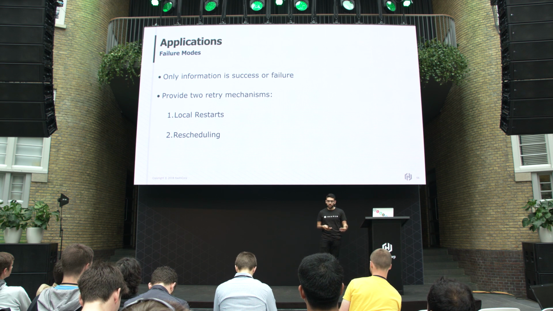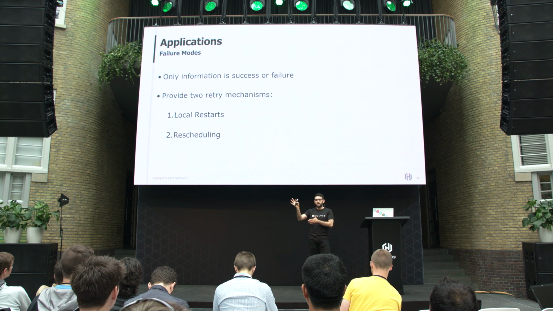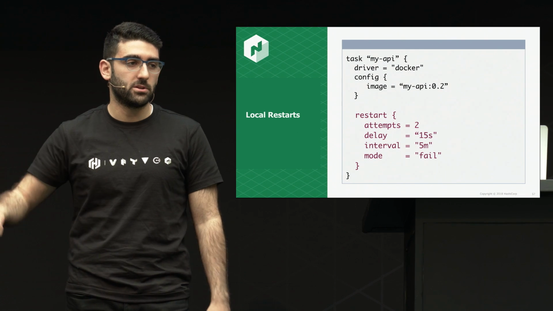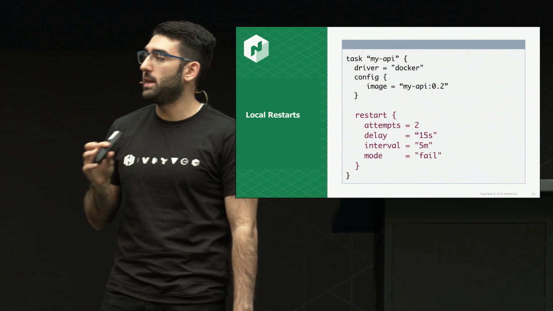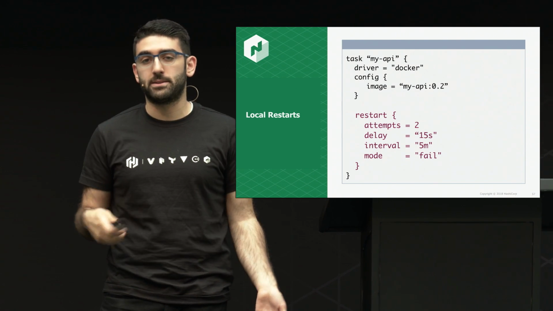So we do this in two ways. You have local restarts, which happen on the node that has been running this work. And then we have rescheduling, which will fail it locally, tell the scheduler about it, and the scheduler can then replace the workload on a different machine. So local restarts look something like this. Here we define a restart stanza, and we say, I want you to try to restart this if it fails at least twice, and between each restart, delay 15 seconds. But if you failed twice in 5 minutes, give up, because I don't expect it to work.